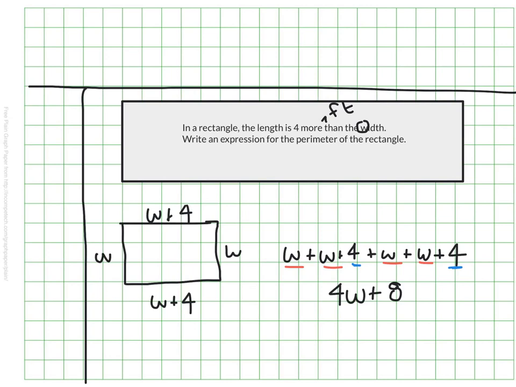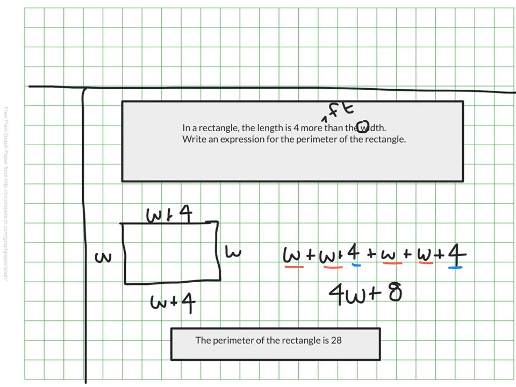But if someone told me what my total was, I could even turn this into an equation. Let's say the perimeter of the rectangle is 28. This would be telling me that this is an equation. I know the total amount. So I'd be able to say, oh, that expression of 4W plus 8 is equal to 28. And then, as you'll see later on this week and going into the future, we will practice solving equations like this so we can figure out what the width and length would actually be.